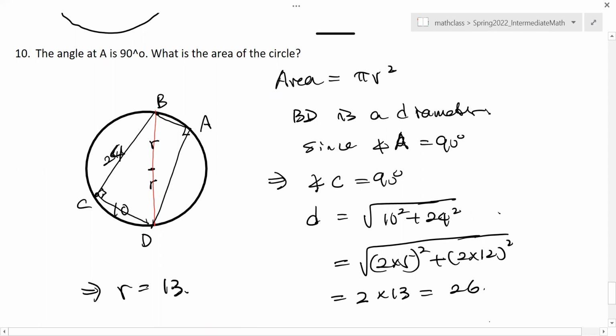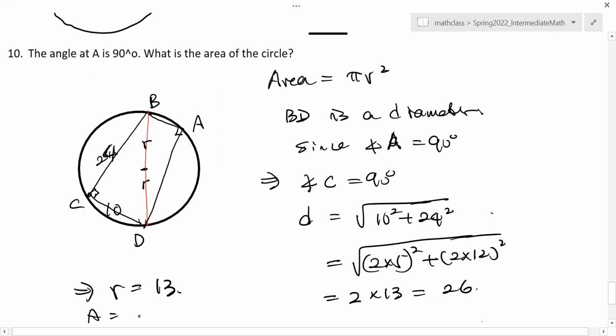Once you find the radius, then you find the area. Area is going to be pi times 13 squared. It's 169 pi. 169 pi is going to be the area of the circle. So there were several steps involved.